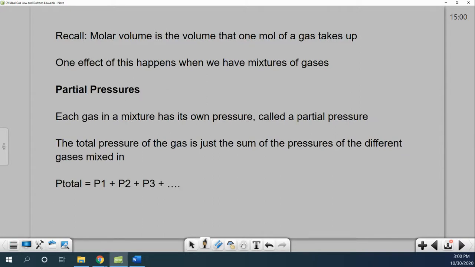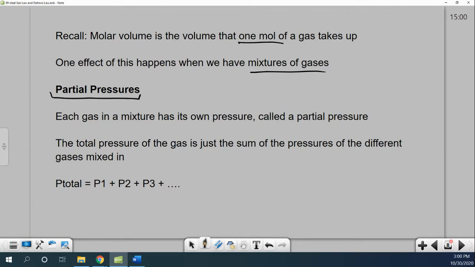Okay, so we know that's the ideal gas law. Now we know that molar volume is the volume that 1 mole of a gas takes up. And so an effect of this, one side effect, I guess, happens when you mix gases. If 1 mole takes up 22.4 liters, what happens if we put 2 moles together in the same space? What happens to the pressure? And so this kind of field of study is called partial pressures.